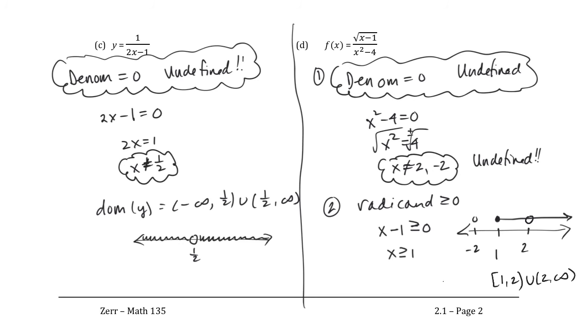Okay, so the domain of f would be given by go from 1 to 2, including the 1 but not including the 2, and then jump over to 2 but not including it, up to infinity.